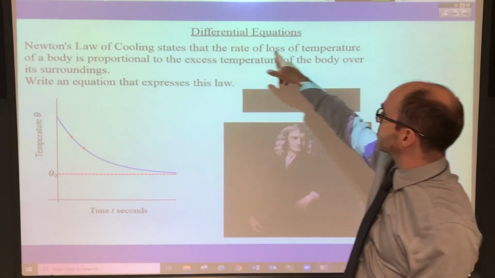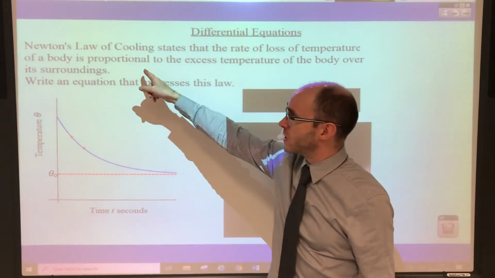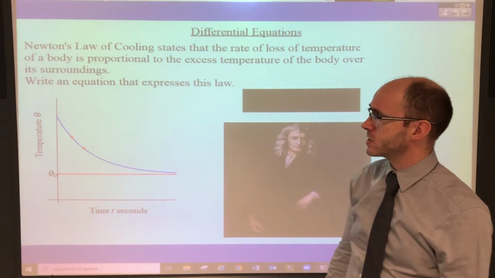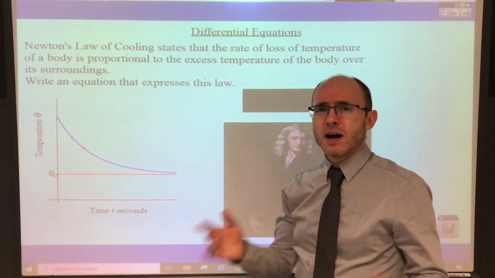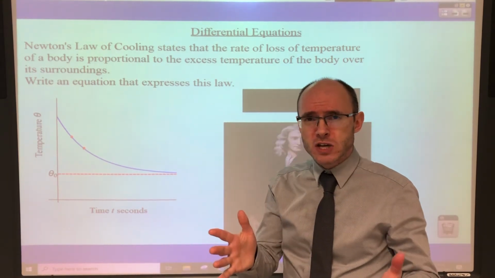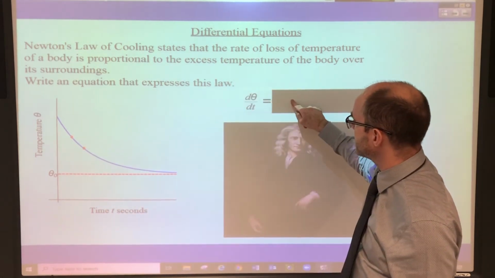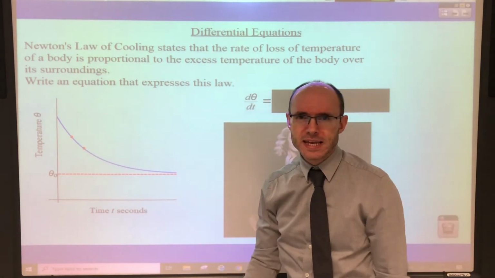Well, it states that the rate of loss of temperature of a body is proportional to the excess temperature of the body over its surroundings. Write an equation expressing this law. A differential expression for the rate of change of temperature, if you use theta for temperature, t for time, d theta dt is equal to.